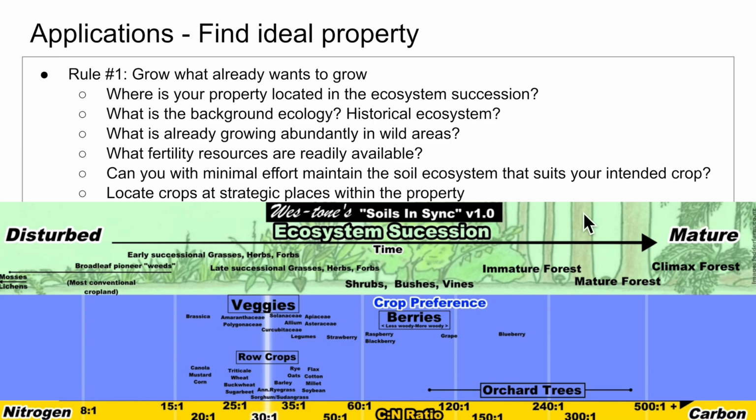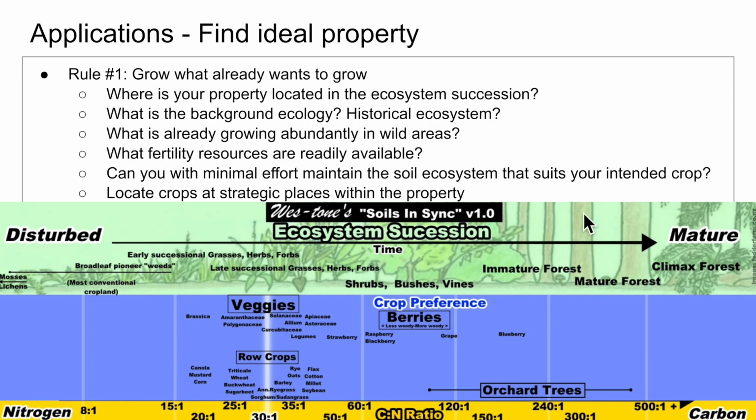On a smaller scale, you could locate specific crops at strategic places within the property. At scale, though, it becomes increasingly important to make sure you're growing the right crop in the right place because it becomes more difficult to alter the soil ecosystem.